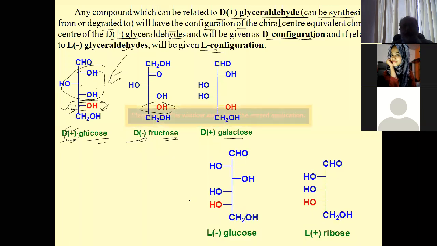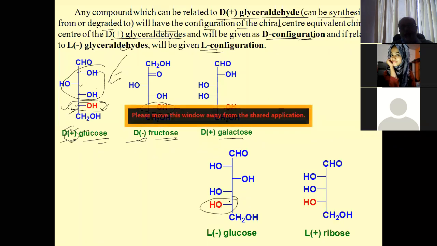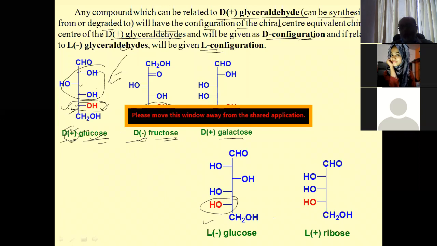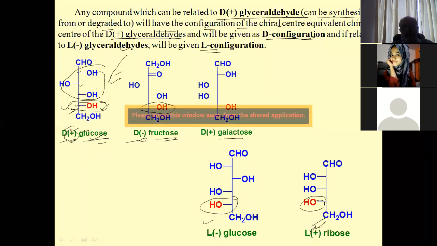Here, if I say L-glucose, which one will be L-glucose? This is your L-glucose structure. This OH group will be on this side. And what we require in our body is D-glucose, not L-glucose. Remember, this is L minus ribose, L plus ribose. This OH group is L, but the actual natural ribose is levorotatory, and this one is dextrorotatory. That way it is given.